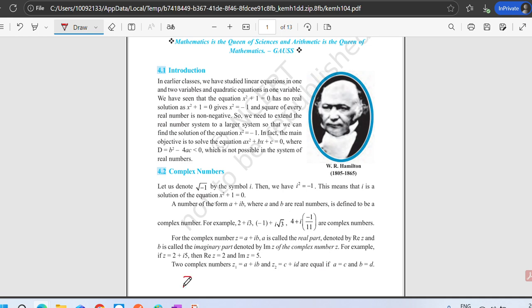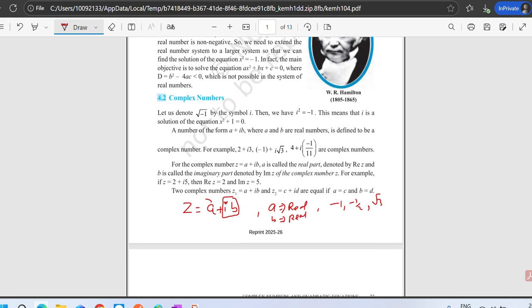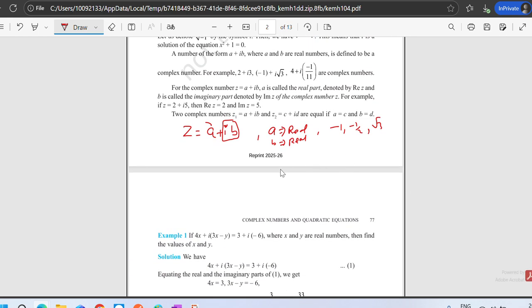Complex number is a number which is denoted by z, and it is in the form of a plus ib. Okay, so here your a is called a real part, and b is also real. Real means real number, by the way. So this a is a real part and this ib, this whole, is called imaginary part. Okay, and a and b are real numbers. Real number means it can be -1, it can be minus half, it can be root 3 also, anything, I mean, apart from i, which is imaginary. Okay, I'll tell you the value of i also.